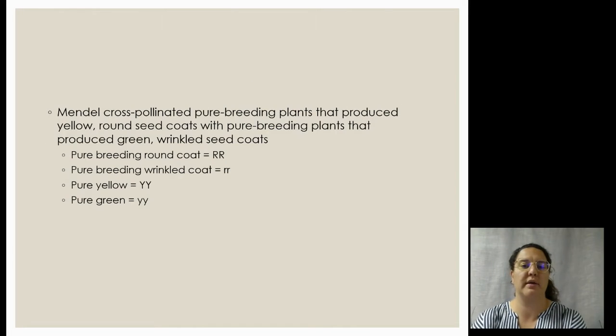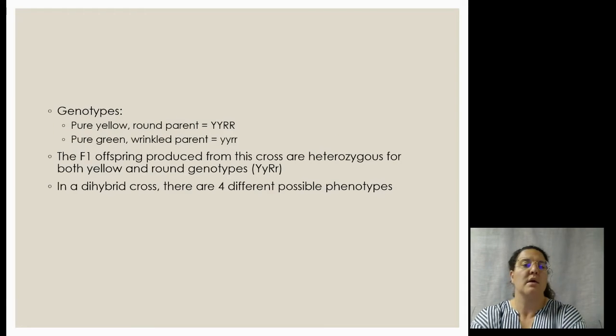So Mendel cross-pollinated pure breeding plants that produce yellow rounded seeds with pure breeding plants that produce green wrinkled seeds. So pure breeding round were capital R, pure breeding wrinkled were lowercase r. Pure yellow, capital Y, pure green, lowercase y. So the genotypes of these plants would have been capital Y, capital Y, capital R, capital R and lowercase y, lowercase y, lowercase r, lowercase r. Now, the F1 generation of these plants are heterozygous for both yellow and round genotypes.